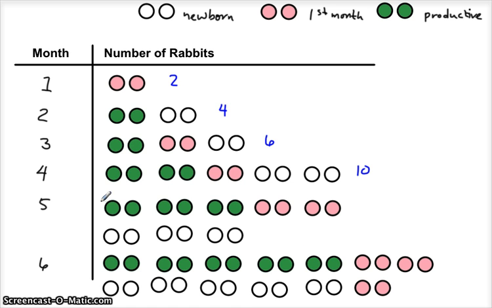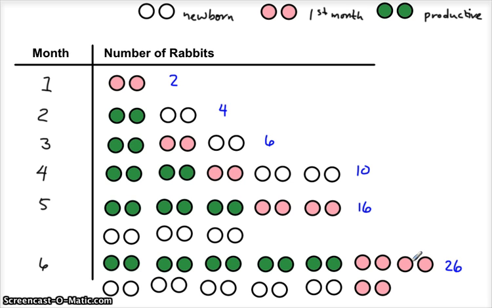And then in month 5, let's see what happens there. 2, 4, 6, 8, 10, 12, 14, 16. So we have 16 rabbits here. And then in month 6, 2, 4, 6, 8, 10, 12, 14, 16, 18, 20, 22, 24, 26. So now we're up to 26 rabbits in month 6. So we started off in month 1 with just 2, and by month 6 we had 13 times that. We were at 26. So let's see if there's some sort of a pattern with the numbers.